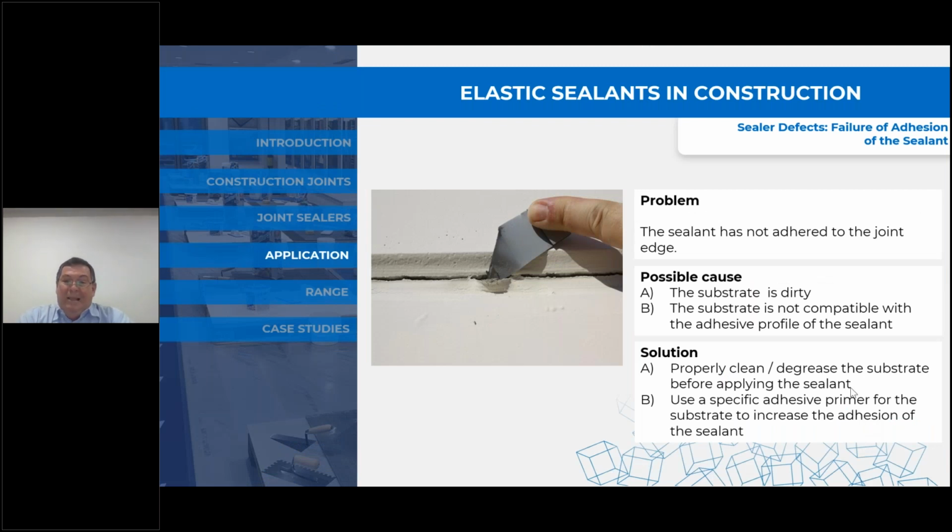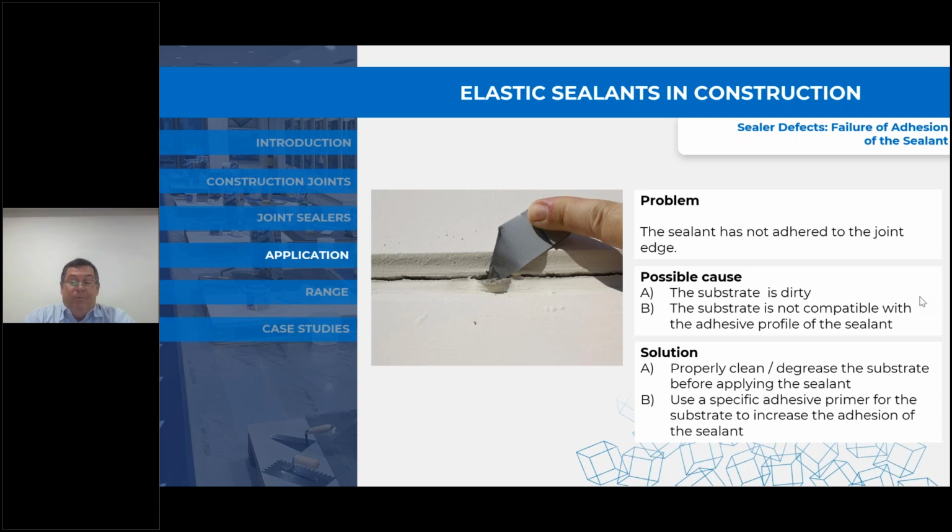Okay, we'll look at failures of adhesive sealants. The sealant hasn't adhered to the joint edge. It's showing in this diagram here. It's just totally debonded. It can be a number of things, but the most common is the substrate was dirty, was never actually cleaned before, so the preparation wasn't correct, or the substrate wasn't compatible with the adhesive, so it wasn't going to bond.